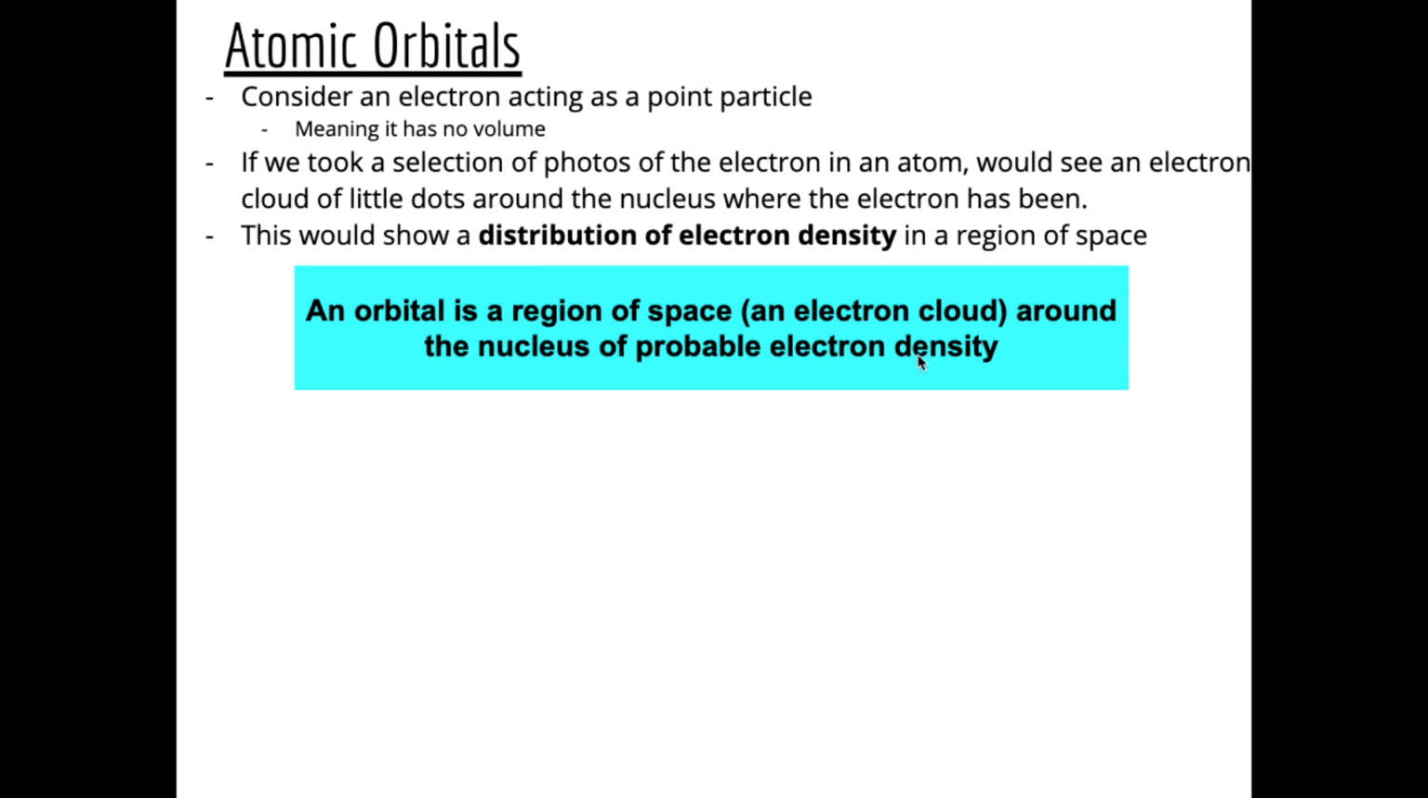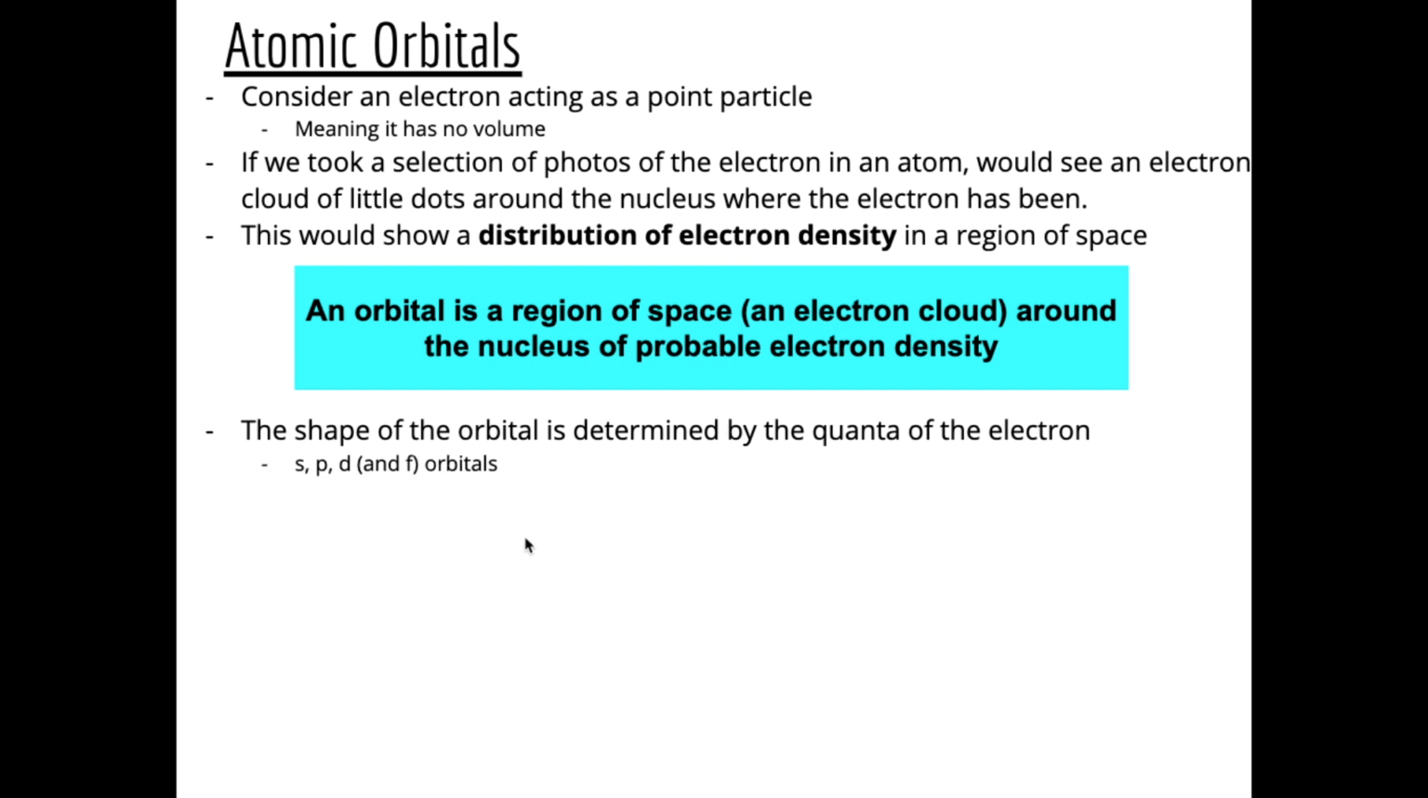So, an orbital is a region of space, an electron cloud around the nucleus of probable electron density. The shape of the orbital is determined by the quanta of the electron, so the energy that the electron has. And these are our s, p, d, and f orbitals, where these orbitals have different shapes.